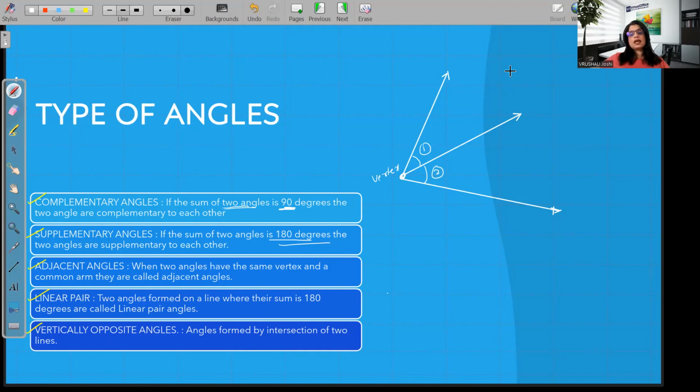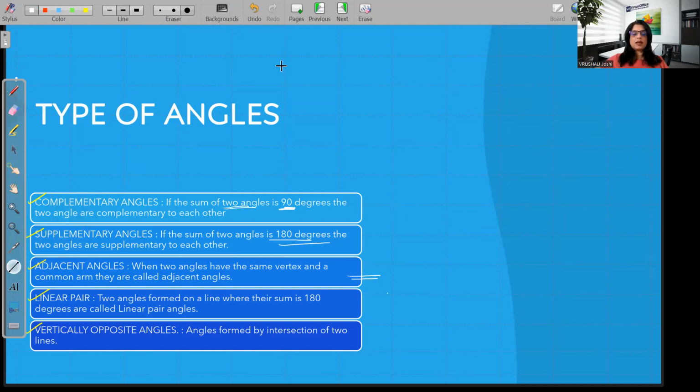So 1 and 2, these angles are adjacent because they have a common vertex, which is this. And they have a common arm. So such angles are called adjacent angles, where they have a common vertex and they have a common arm, correct? These angles are called adjacent angles. Then linear pair. Linear pairs are angles which are a combination of supplementary and adjacent, both.